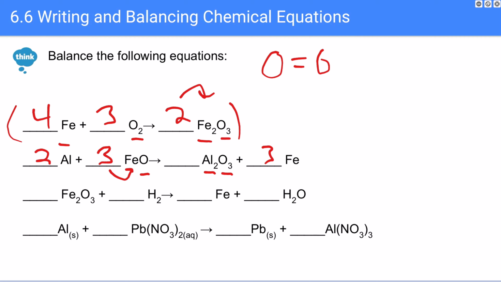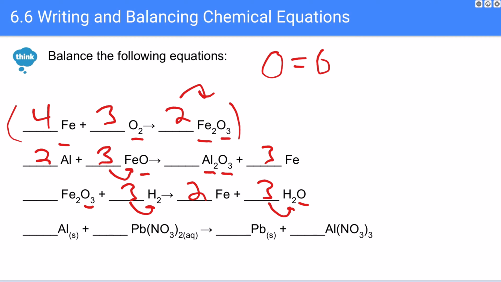Once again, we run into a question that's going to be a little bit on the challenging side. I have 3 oxygens in Fe2O3. I have 1 on the right, so let's put a 3 here. That results in a total of 6 hydrogens, so a 3 goes in front of H2 to give it 6. And then a 2 in front of Fe. So again, it's just a methodical process of working back and forth in order to figure out exactly what you're trying to put together here.